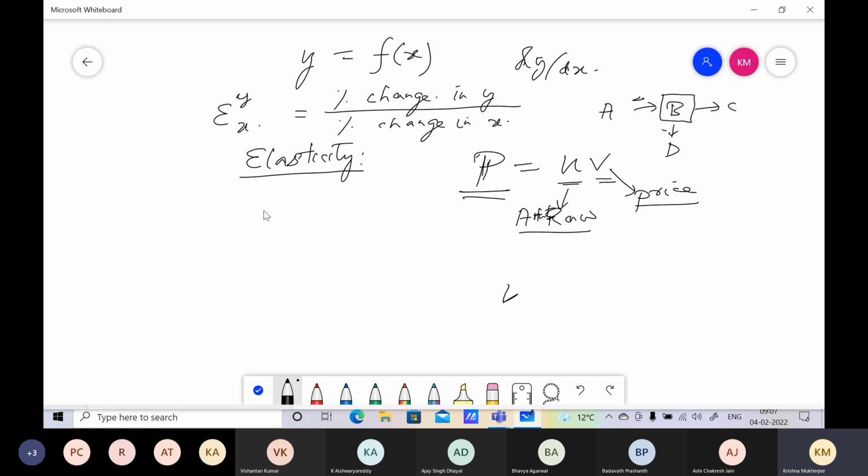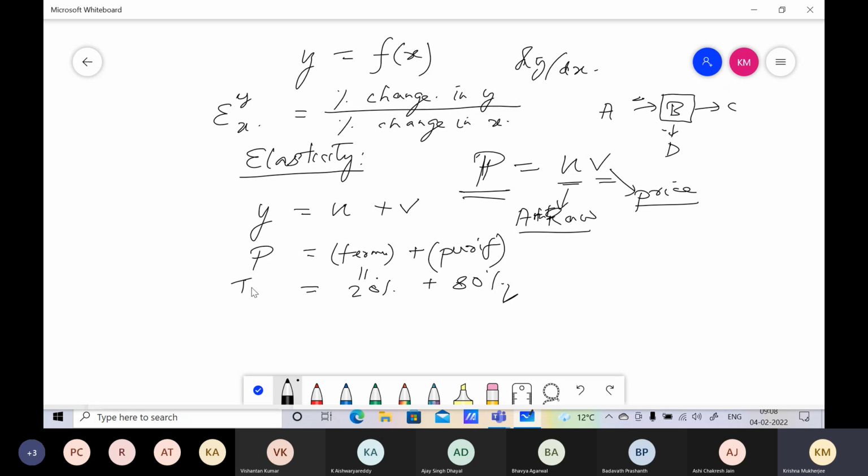For example, when y is a function of two variables, u plus v, let us take a very simple example of costing. The price of production of protein, we are talking of protein production, depends on fermentation costs, that is upstream, plus purification costs. It turns out that fermentation costs, because of highly efficient fermentation, are usually say 20% of the cost, and purification is 80% of the costs. Now, the total cost is like this.